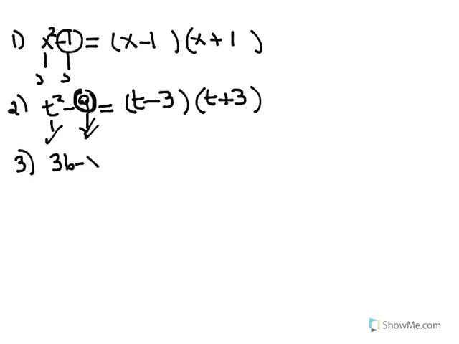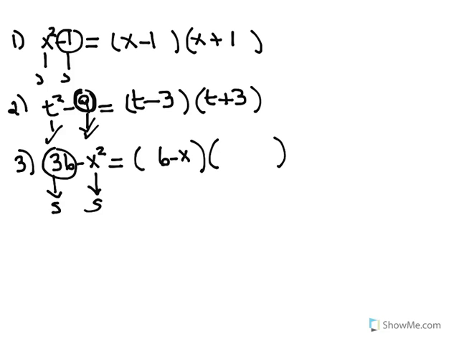36 minus x squared. So, yes, this is a square. Yes, this is a square. This is a square because the square root of 36 is 6. So here we have 6 minus x times 6 plus x. Okay? Remember that a number is a square if you take the square root of that number and you get a natural number. Okay? So here we go.